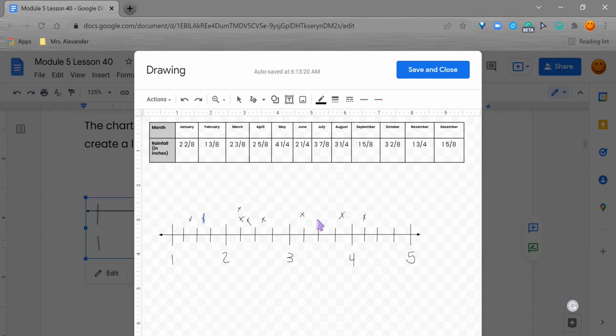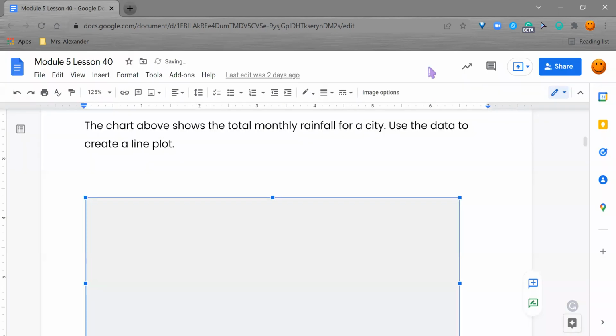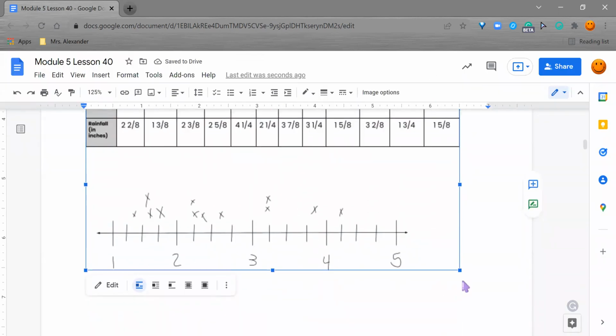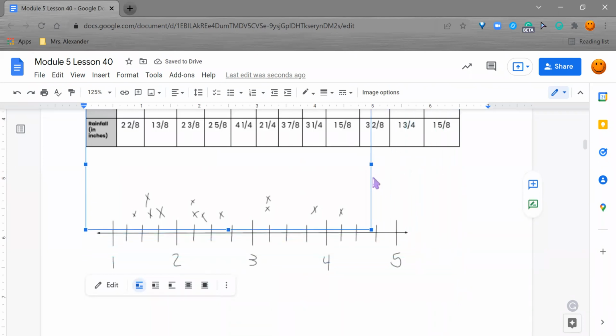3 2/8. 1 3/4. And then 1 5/8. 1, 2, 3, 4. Yep, right here. Okay, so now that I've got that, I'm going to go ahead and hit save and close. And it comes up nicely for us, which is good.